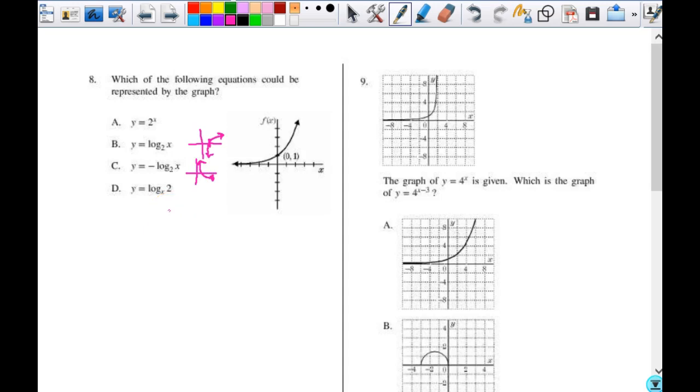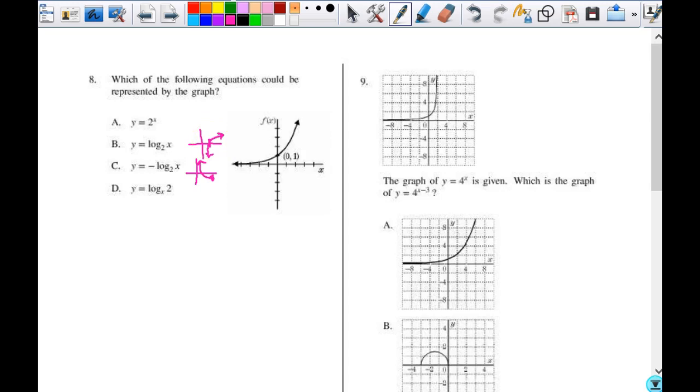And then log base x of 2. So we don't know if this number right here is greater than or less than 1. So we know that if it's greater than 1, it's going to look just like this. And if it's less, okay, interruption number 2.